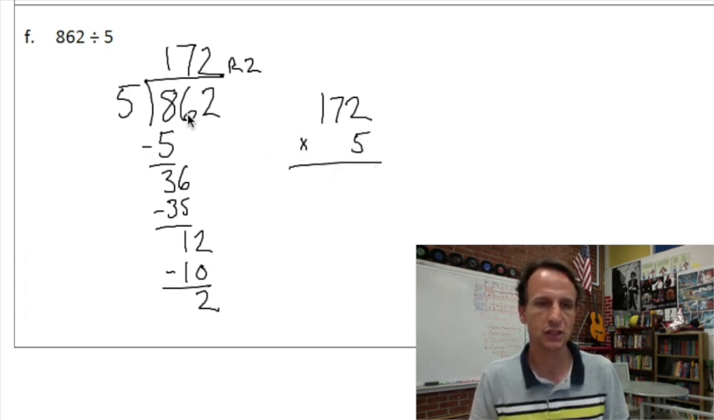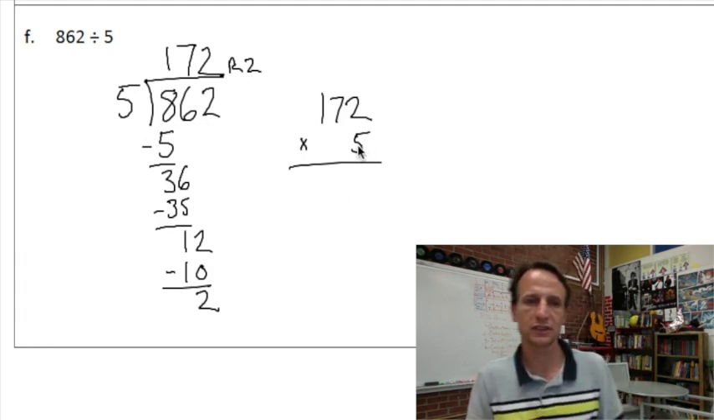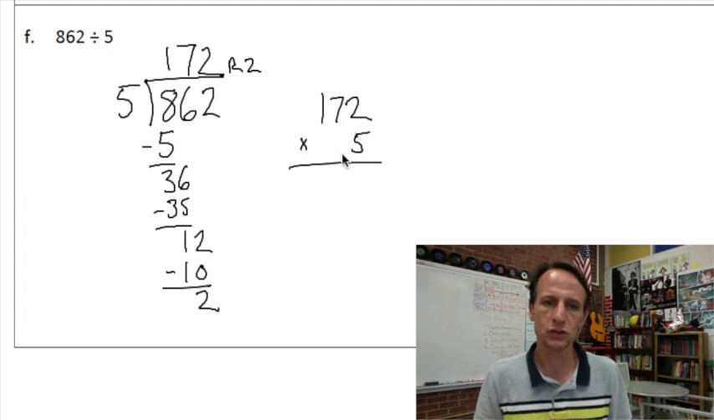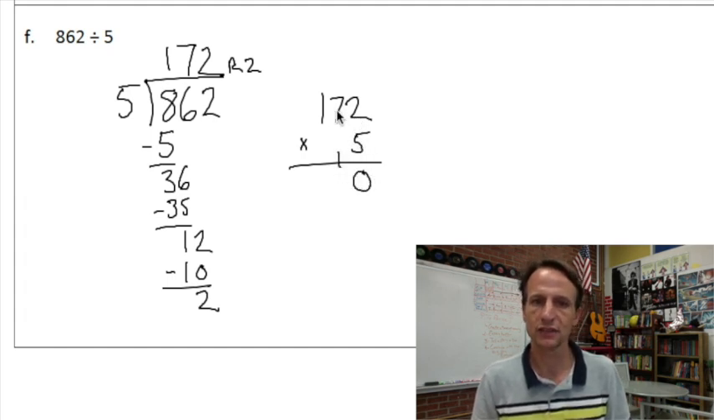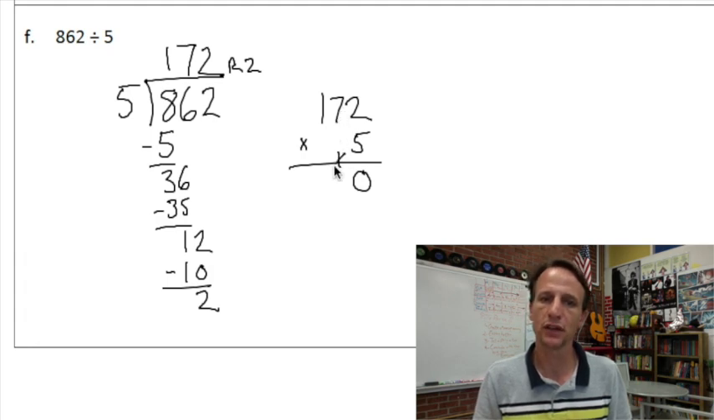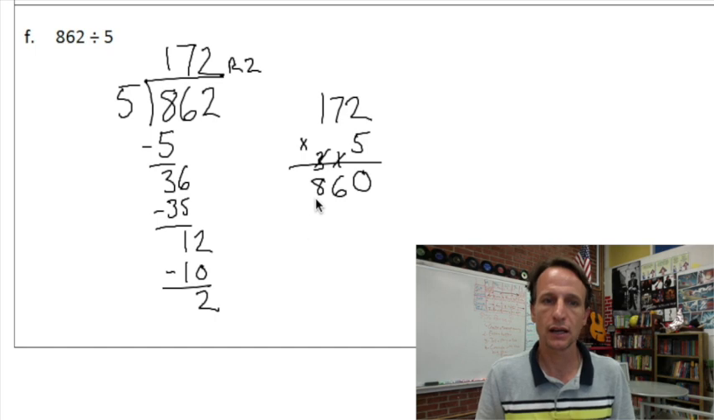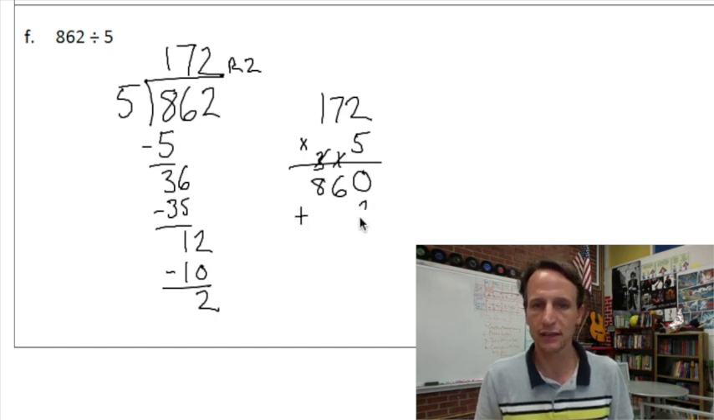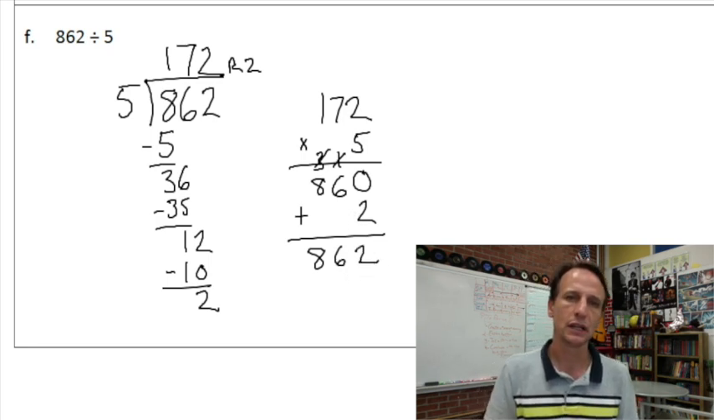And we should see, after we add in the remainder, the dividend of 862. So let's see what we see. 5 times 2 is 10. 5 times 7 is 35, plus 1 is 36. 5 times 1 is 5, plus 3 is 8. That's right, we have to add in that remainder of 2, so obviously you can see we do get the 862 we're supposed to.